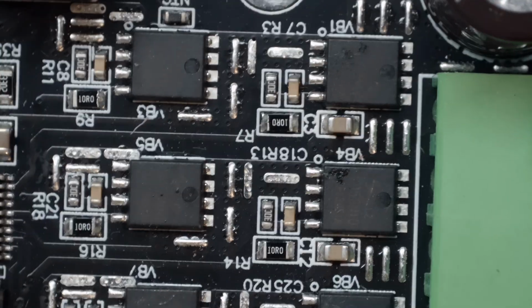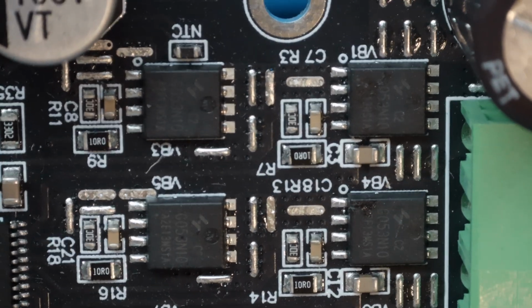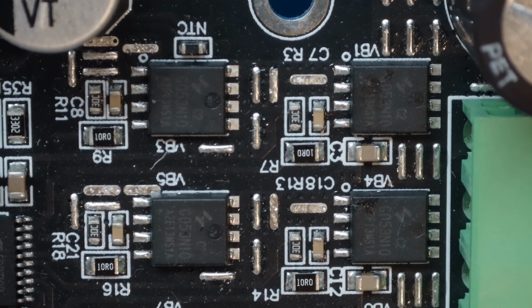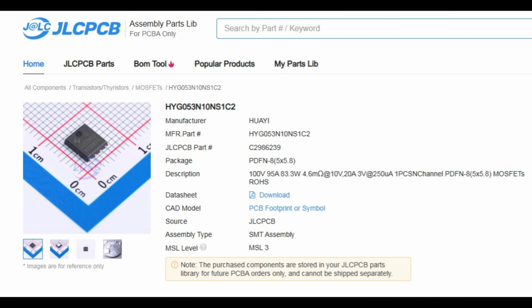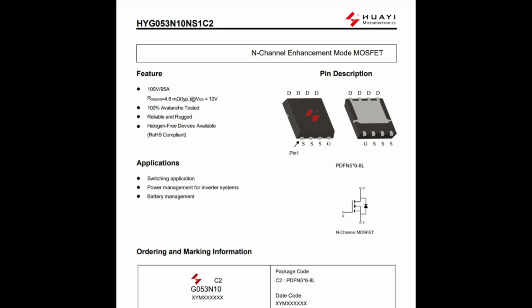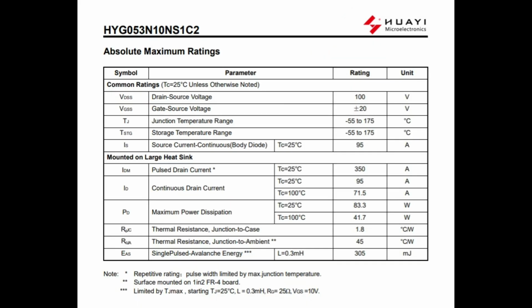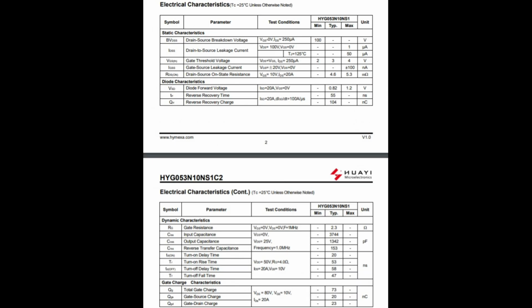We come in here. Here's our MOSFETs. Notice the NTC here to monitor the MOSFETs. That's cool. These MOSFETs are a G053N10. We have six of these MOSFETs. And when I look up these MOSFETs, the first thing that pops up is JLCPCB does sell these as part of their components. We do have the data sheet. So if we pull up the data sheet, we see this is an N-channel enhancement mode MOSFET, 100 volt, 95 amp. Very impressive. I'll briefly share some of the ratings here and the electrical characteristics in case you find that interesting.